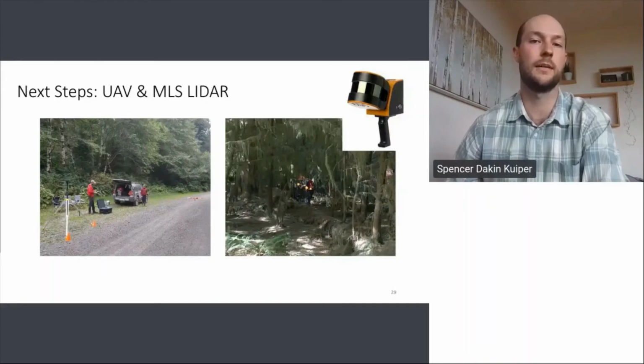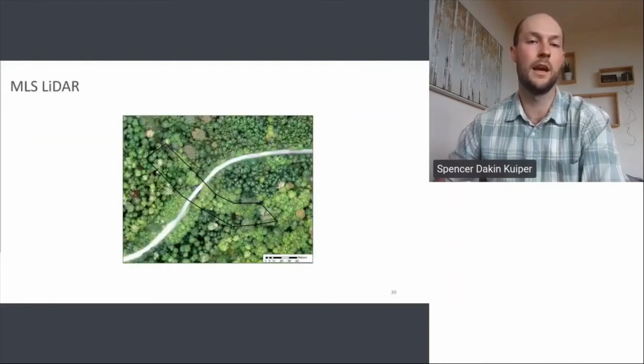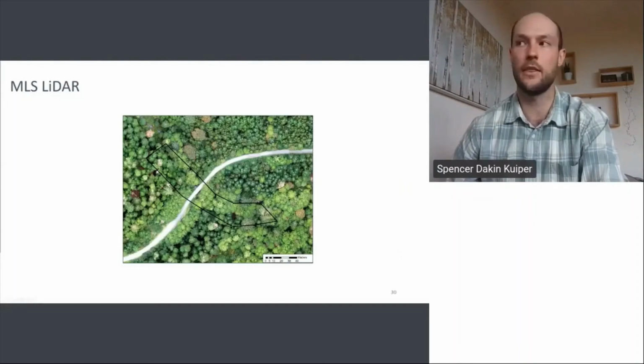We used a GeoSLAM Zeb Horizon. This is an orthophoto that we created from our drone. You can see the stream at the top corner here, and then in black is the general location of our GeoSLAM transect. There's a bridge right in the middle here, and that's important to note just for the next slides to get our bearings.